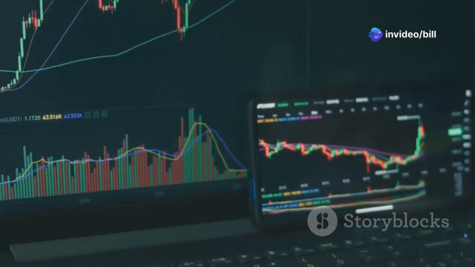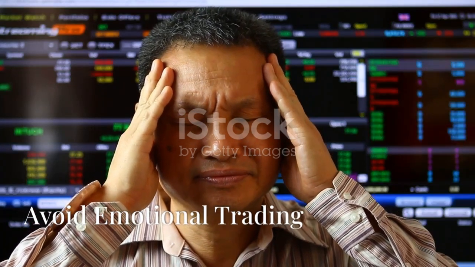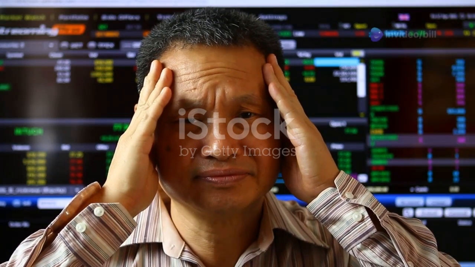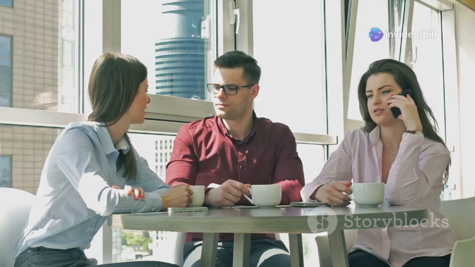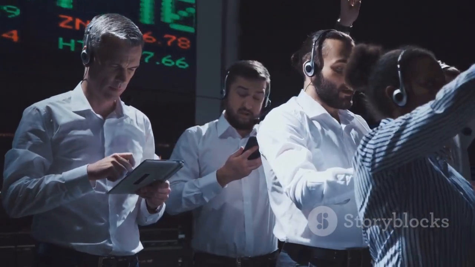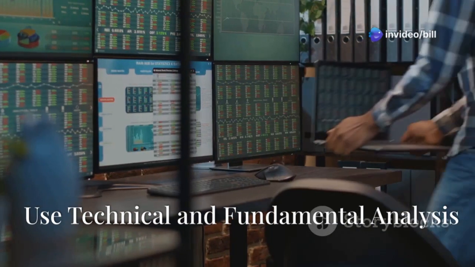Number 9, avoid overtrading. Overtrading occurs when you trade too frequently or take on excessive risk. This often leads to losses due to high transaction fees, emotional burnout, increased exposure to market volatility. To avoid overtrading, stick to your plan and only trade when your criteria are met.